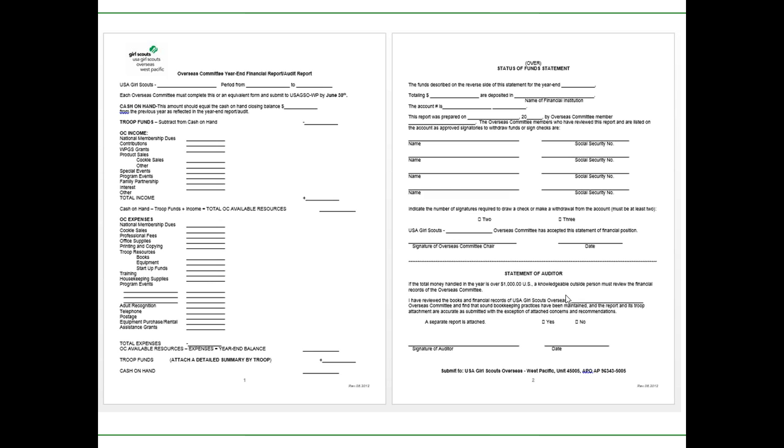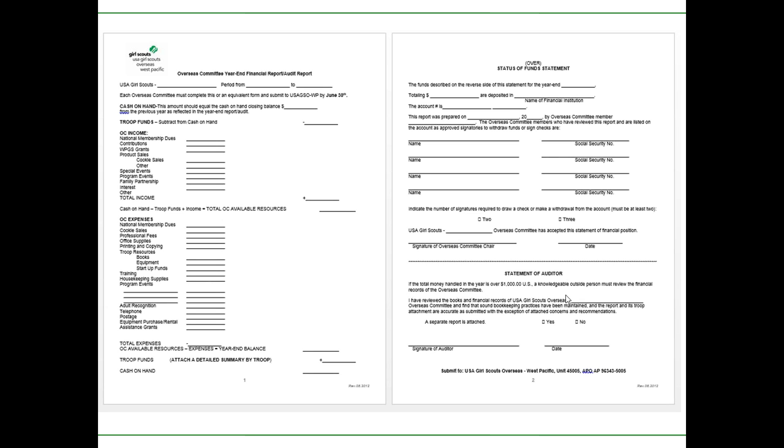So on the screen now, you see the Overseas Committee year-end financial report that is completed. You'll see the front page is very similar to the budget. Cash on hand, it has your expenses, total expenses, true funds, and then where you end. On the back page is where it has the status of the fund statement.